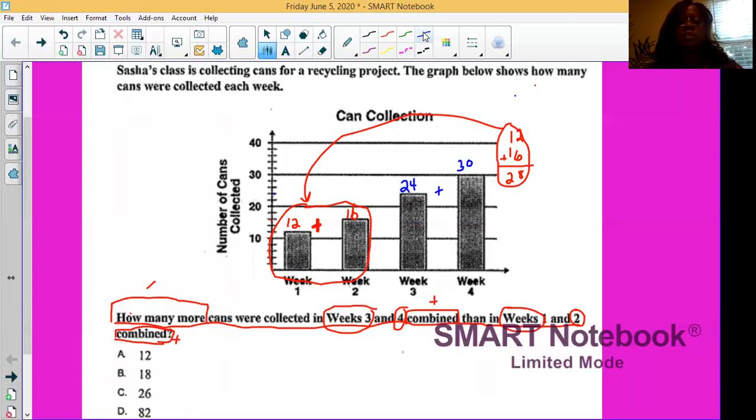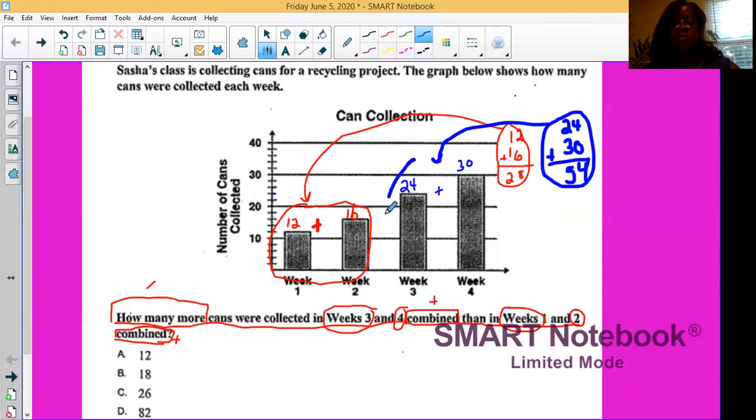All right, now the next thing I must do is combine weeks 3 and 4. So combine 24 plus the 30 and get your answer. All right, you're exactly right. So you should have gotten 54. And 54 is from combining weeks 3 and 4.